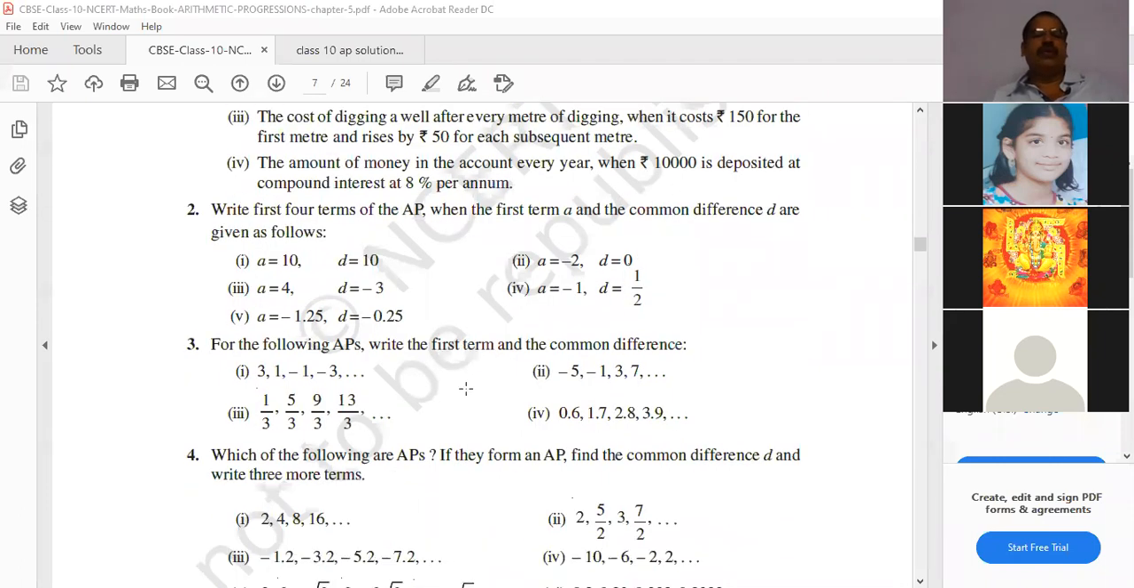Okay. Now, see the third sum. For the following APs, write the first term and the common difference. You have to write the first term and their common difference only. The series is 3, 1, minus 1, minus 3. Tell me the first term and common difference.